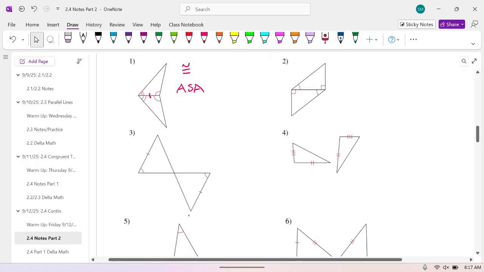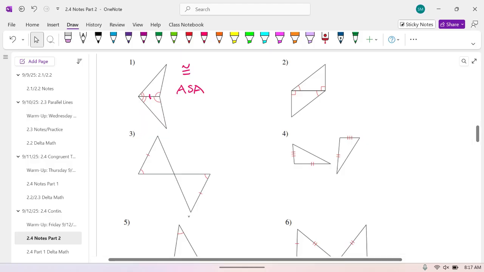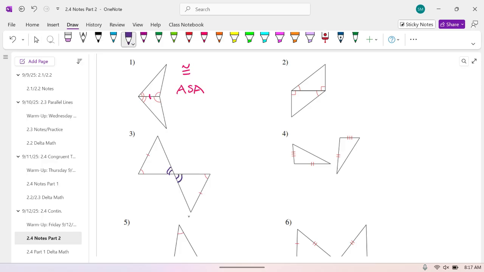All right. What about number three? First off, do you think they're congruent? Yes, they are congruent. How do I know? Angle, angle, side. How did you tell it was angle, angle, side if only one angle is marked? Right, so these two angles are what to each other? Vertical, and vertical angles are congruent. So we could mark these as congruent angles, meaning we have an angle, angle, side. So they're congruent by angle, angle, side.